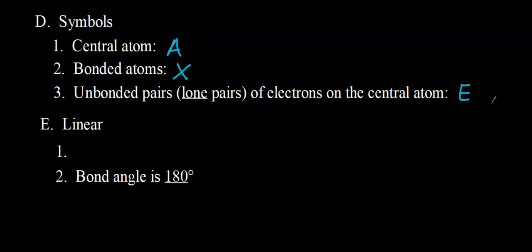All right, so let's take a look at our first one, which is linear. I'm going to write a couple things. Linear is AX2. Looks like this. So you have the central atom and two atoms bonded to the central atom. So these electron groups here, the furthest they can get away from each other in degrees is 180 degrees. So the distance between electron pairs, or we call this the bond angle, is 180 degrees for a linear molecule.